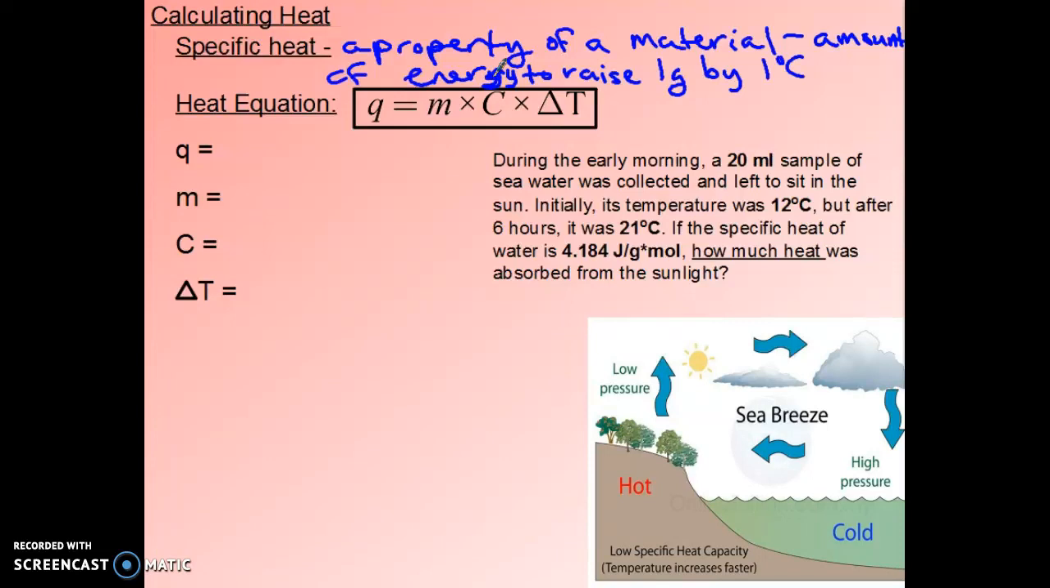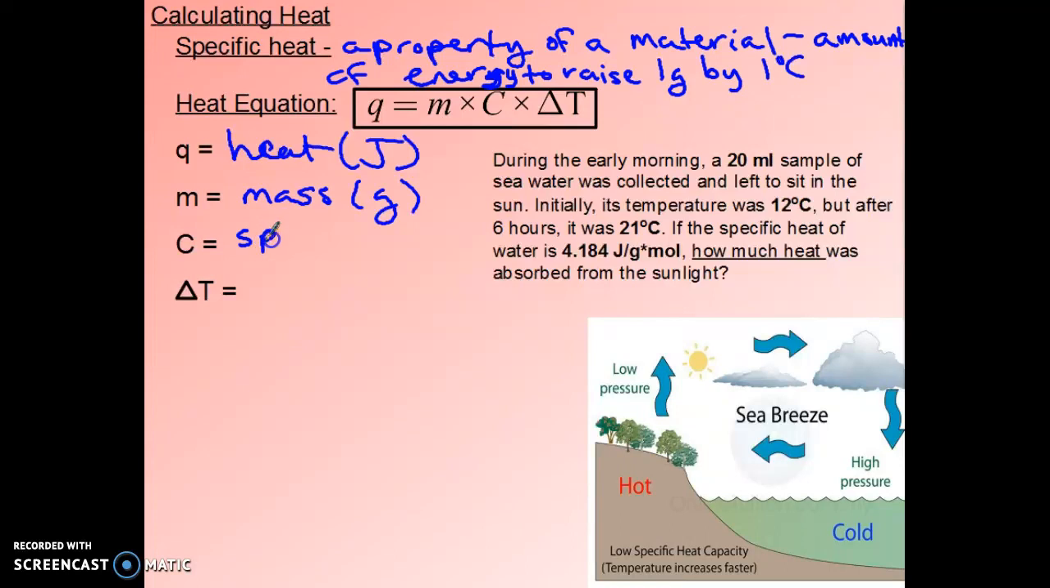Okay, so we'll use this heat equation to actually be able to calculate how much heat there is. We need to know what all the variables mean. Q stands for the heat, and that's going to be in joules. Okay. M stands for the mass, which will be in grams.